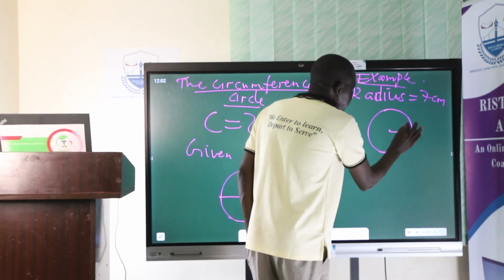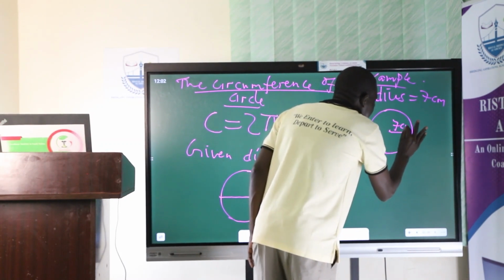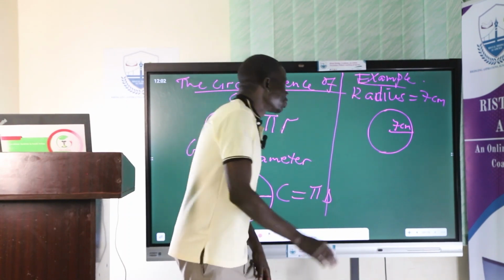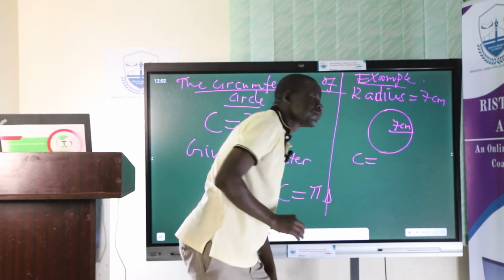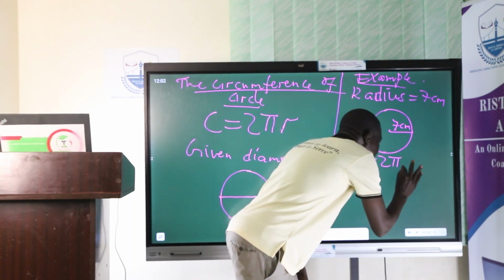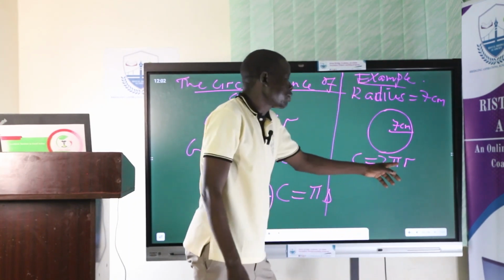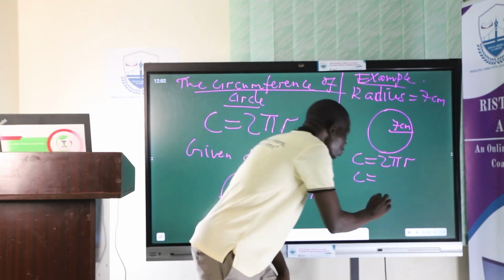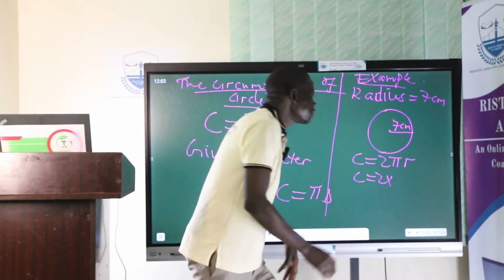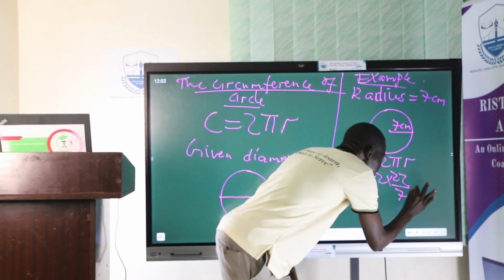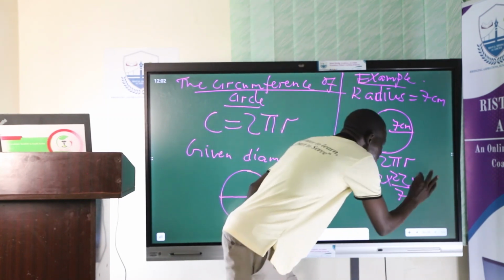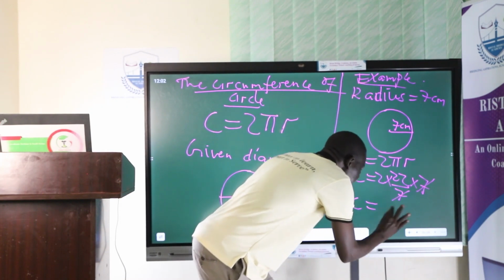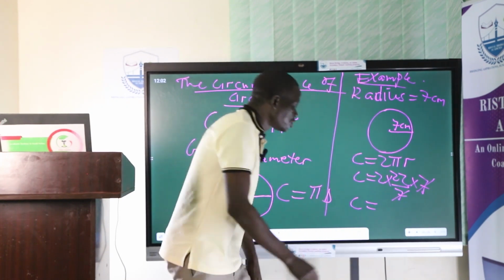So circumference is equal to 2 pi r, where pi is 22 over 7. So circumference will now be equal to 2 times pi, which is 22 over 7, then times r, which is equal to 7. Automatically, the 7 will cancel with the 7, and our circumference will be 2 times 22, giving us 44 centimeters. So the value of the circumference becomes 44 centimeters.